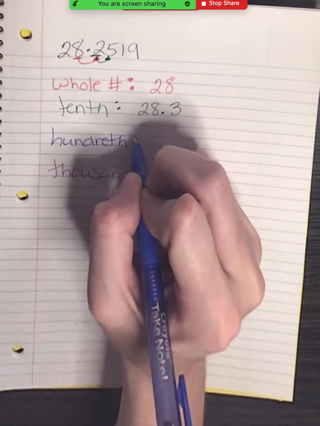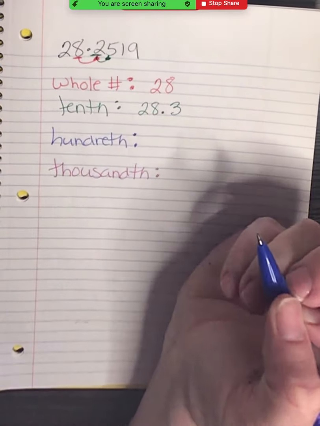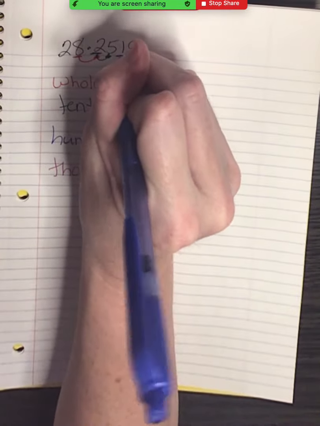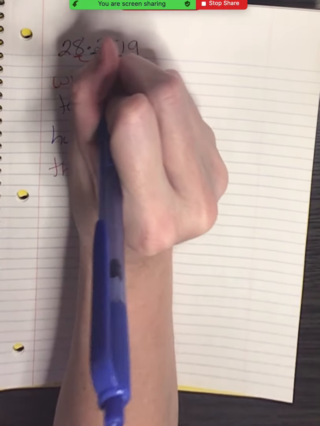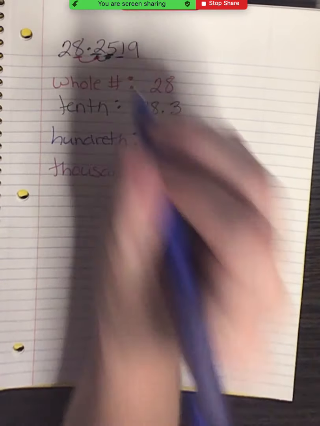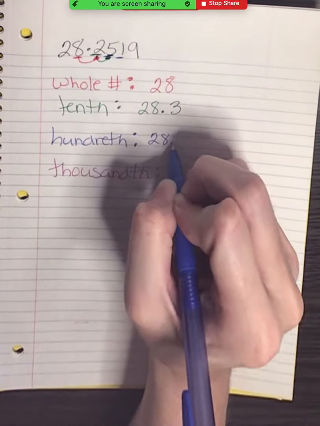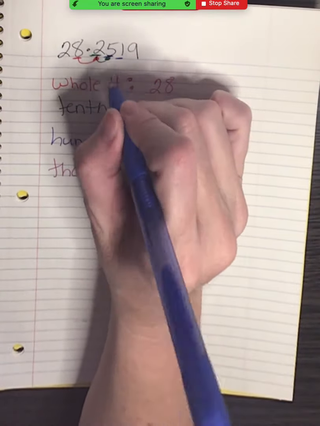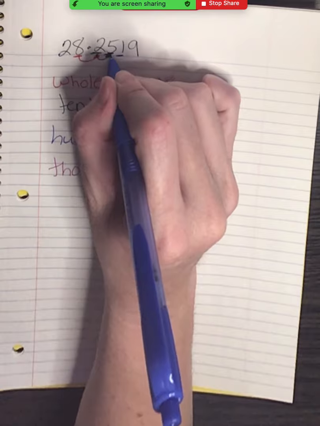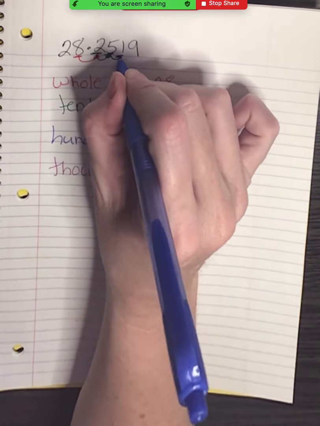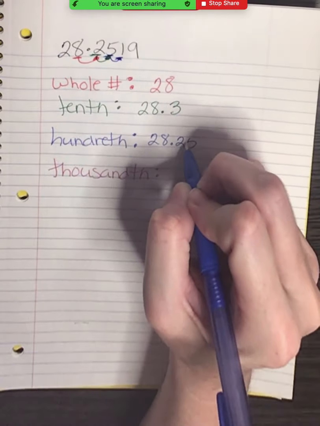And then the nearest thousandth, that's where the 1 is. So we have to decide if the 1 is going to stay 1 or become a 2. So we look to the right and it's 9, so that means we're going up. So the 1 goes up to a 2, and then everything to the right becomes a 0. Okay?